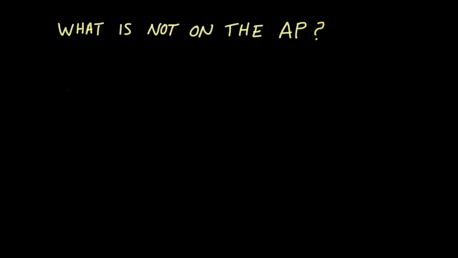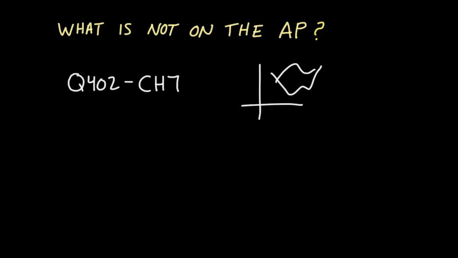So what is not on your AP exam? Well, the clearest item is Q402, Chapter 7. This was the last thing we did. Some of you took a test, some of you didn't. This was where you found the area between two curves. That's where you also found the volume after revolving a rectangle over the x-axis. All of that stuff, cross sections, arc length, all of that stuff is out. No Chapter 7 area and volume type questions.